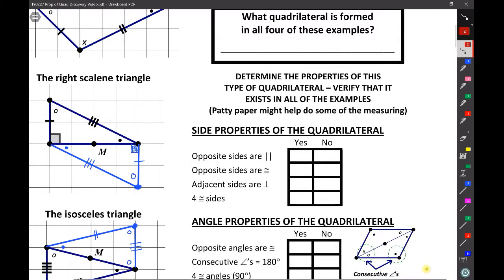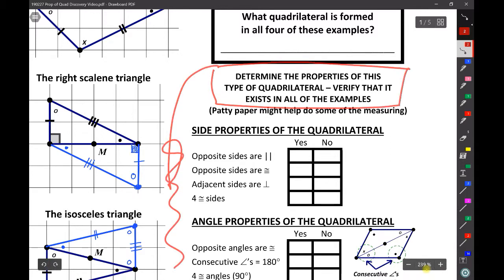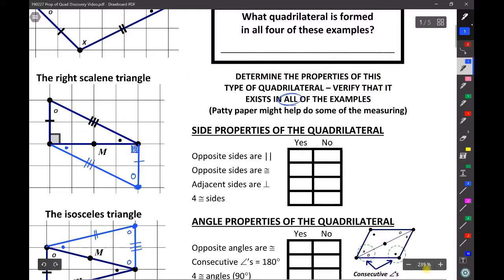So what you're going to do is try to determine if the properties listed below, all of these properties that you're going to see listed down here, exist in all of the examples. All right, so they've got to exist in all of the examples. If even one of them is wrong, then you'll find that you have to mark it as no. So the only time that you're going to mark yes in one of these boxes here, or check yes on the questions on the right side of the screen, is if these properties exist in all of the examples.